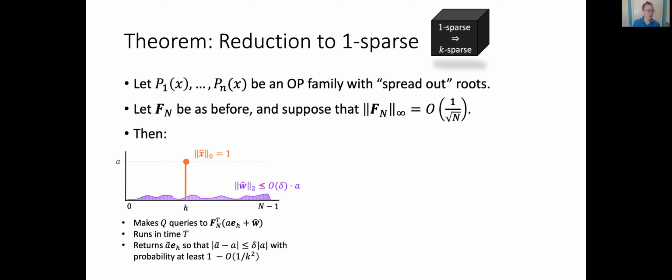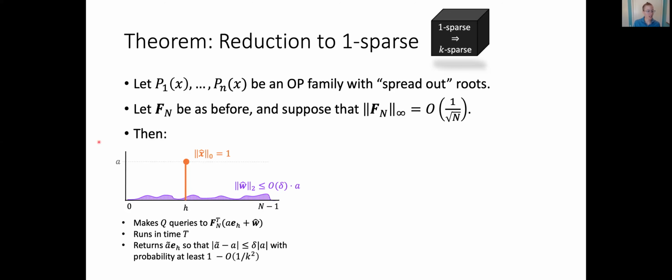So in L2 norm, it's no bigger than delta times a, or order of delta times a. And let's suppose I have an algorithm that makes q queries to the inverse transform of this spiky vector, and it runs in time t. Then it returns a one-sparse vector, a twiddle times e_h, so that h is the correct h, and a twiddle is close to a, with high probability.